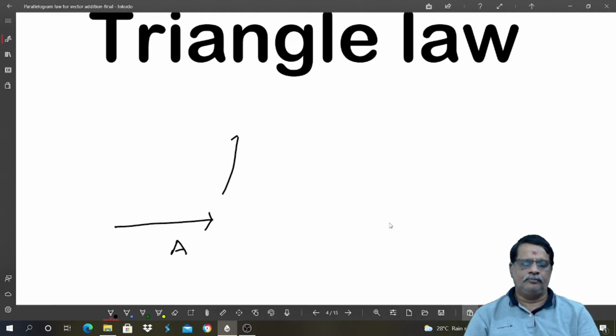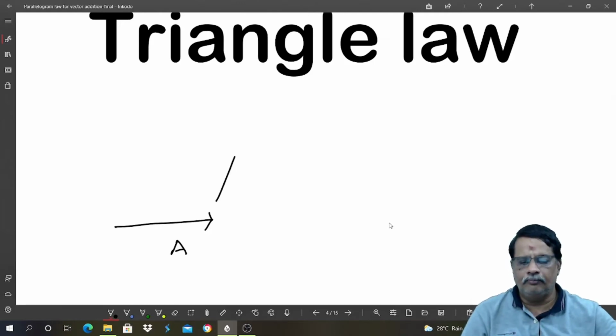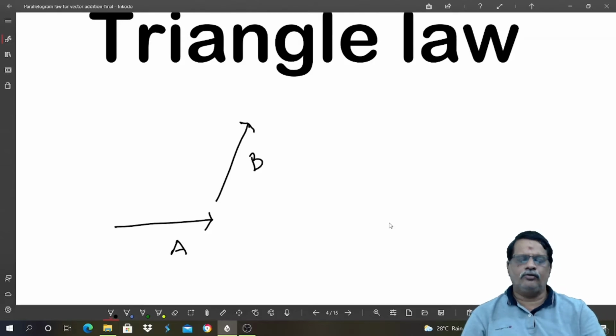So this one, let us make it a little straight. This one is slightly inclined, so we will make it a little straight. This is our vector B. Now I want to add A to B, A plus B. So how to do this?